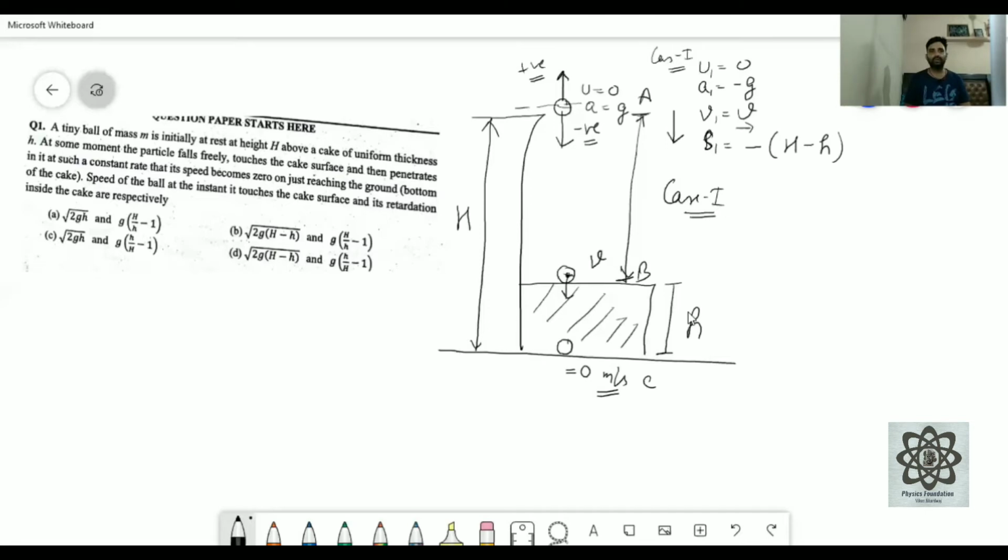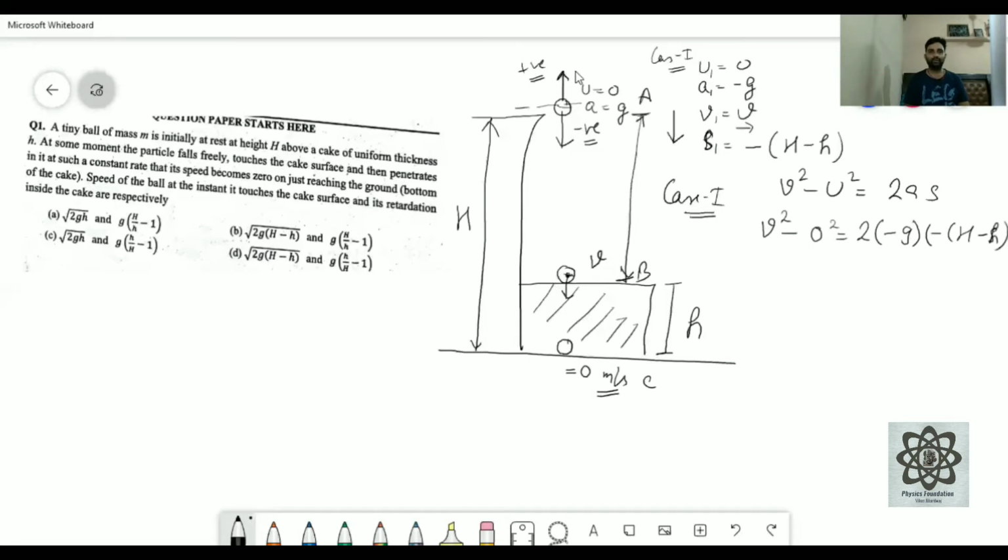So now we see v square minus u square is equal to 2as. The third equation of motion would be applied here, because there is no discussion of time in this whole question. Time is not being discussed, so we will apply the third equation. The final velocity we need to find out. The initial velocity is 0, twice into acceleration, which is minus g, and displacement is minus capital H minus small h.